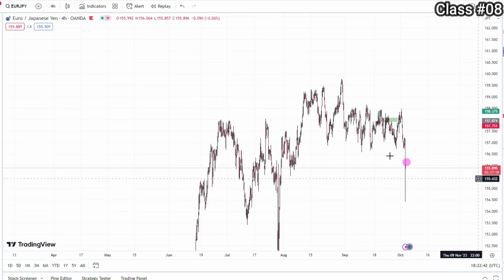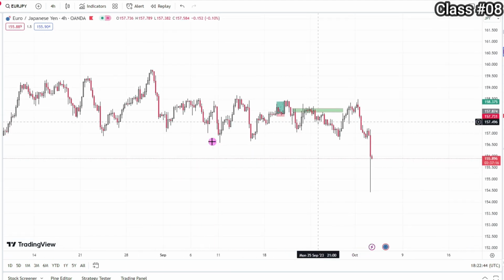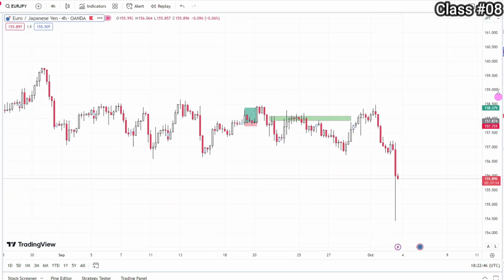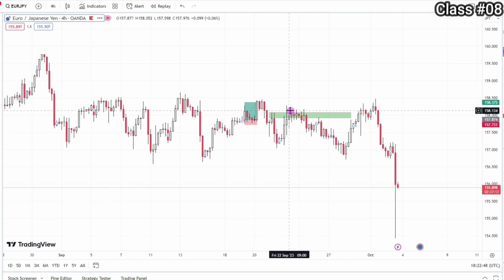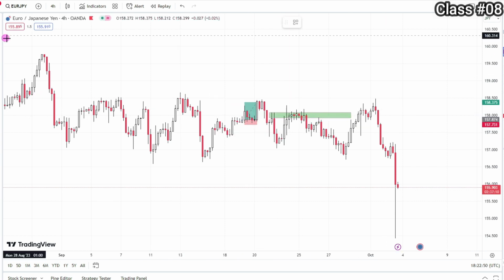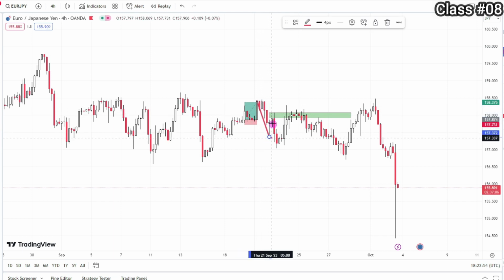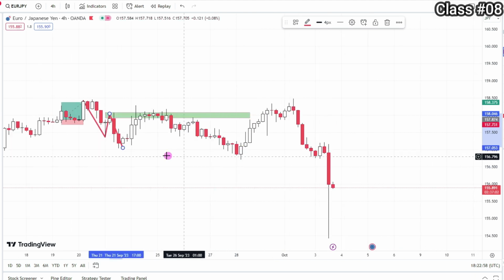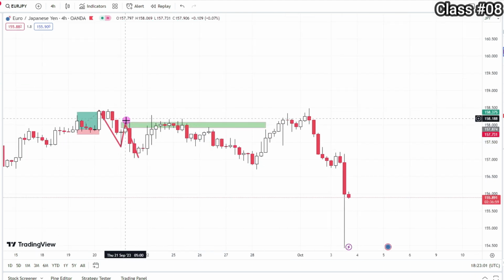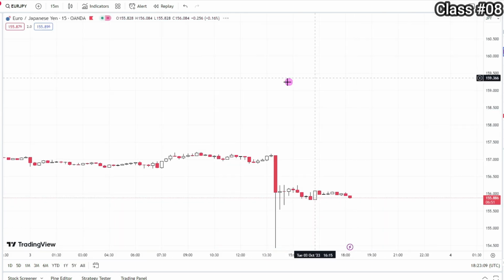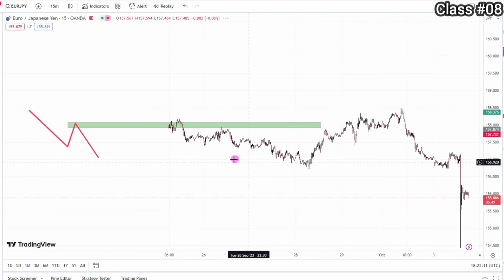This is the 4-hour time frame. This is the Euro JPY chart, and here you can see that first we mark our structure. This is a lower low point, lower high point, and this is a lower low point. According to our structure rule, this is our last support in structure. When the market reaches our last support, we'll shift our time frame to the 15-minute time frame.